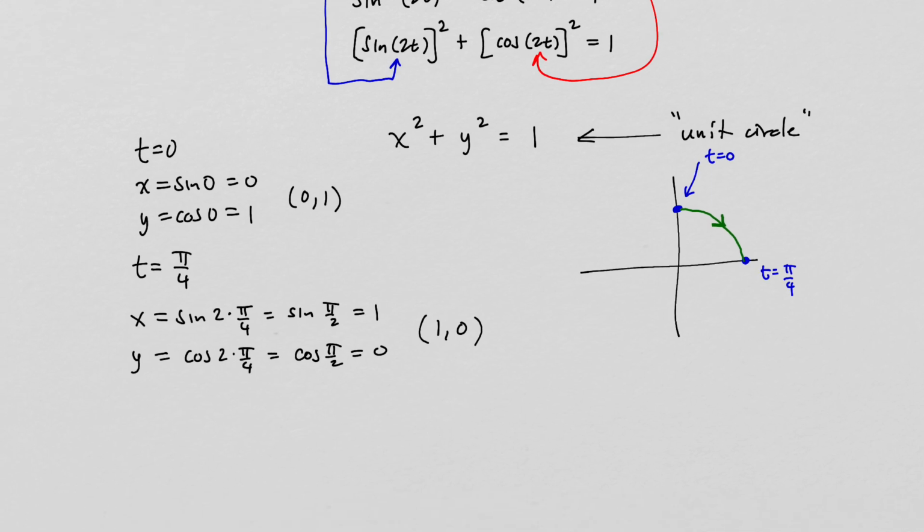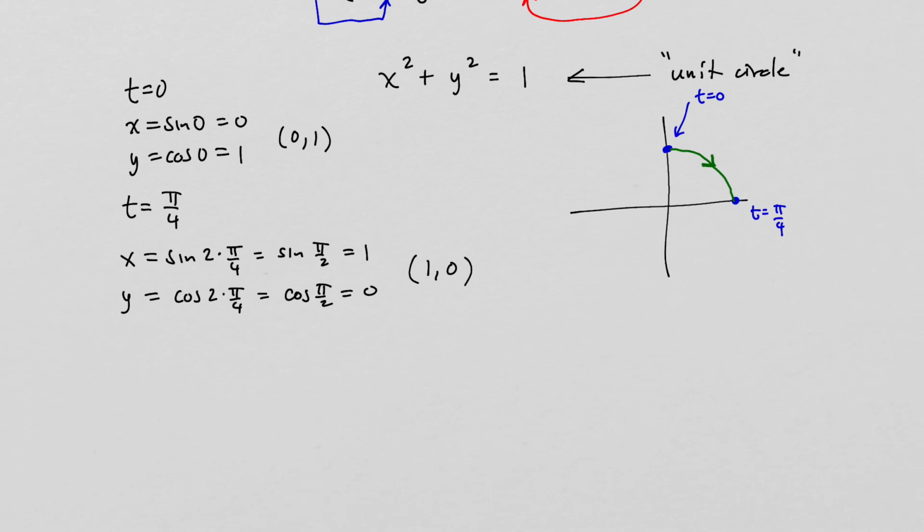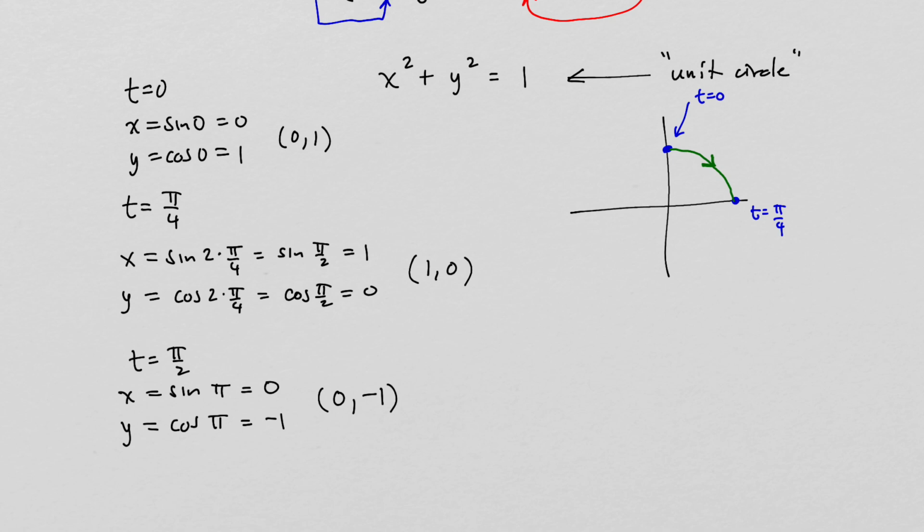But we can keep on going here. We can plug in another value for t. Let's say we plug in t equals pi over 2. In this case, x will be the sine of 2 times pi over 2, which is the sine of pi, which is 0. And y will be the cosine of 2 times pi over 2, which is the cosine of pi, which is negative 1. And this gives us the point 0, negative 1, which we can clearly see is this point on the curve. And so we are continuing to trace out the unit circle.